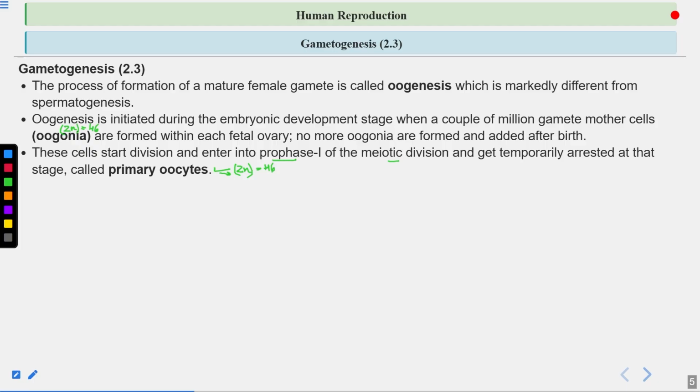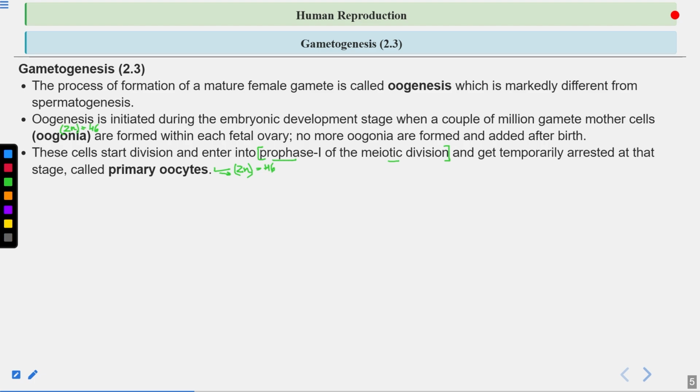Now these primary oocytes are arrested in prophase 1 of meiosis. So they are arrested at meiosis 1. That's why the eggs are produced after puberty, because this meiotic division is completed after the female attains puberty. Otherwise, the primary oocytes remain arrested in prophase 1 of meiosis 1, and they complete this division when the female attains puberty.